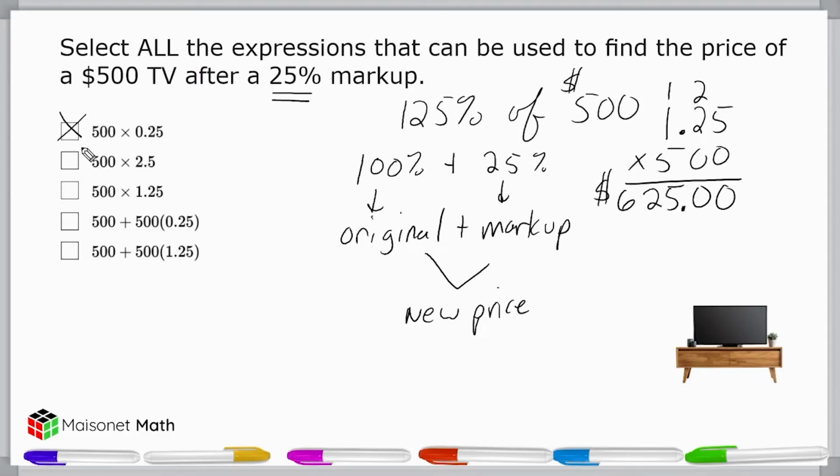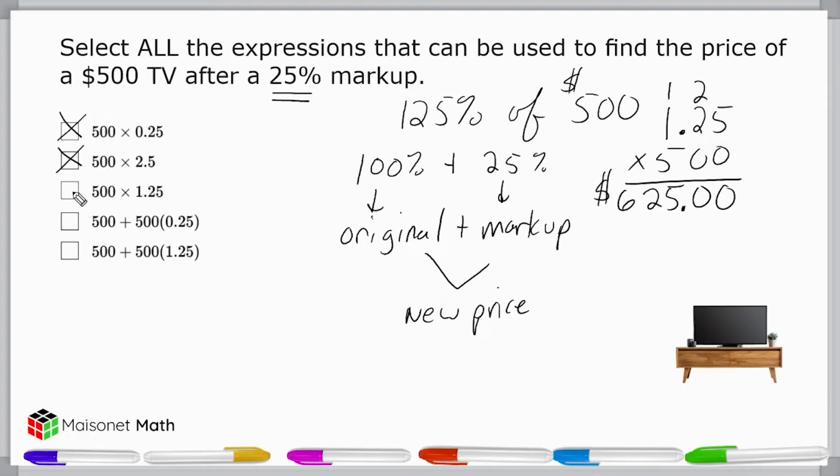Now this choice wouldn't work either because multiplying this by 2.5 is like multiplying this by 250%, which doesn't make any sense in the context of this problem. A lot of students might select this because they see a 25% and think 2.5 is related to that somehow. Maybe they moved the decimal over 1 space to the left and they should have done it 2 times. But even if they did that, this would only represent the amount of the markup.